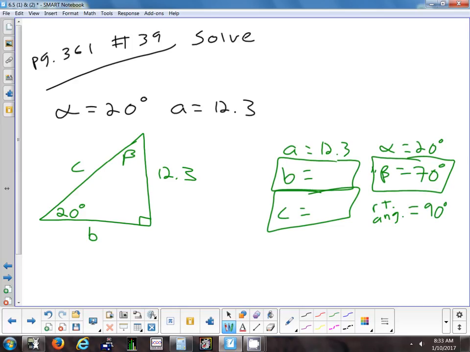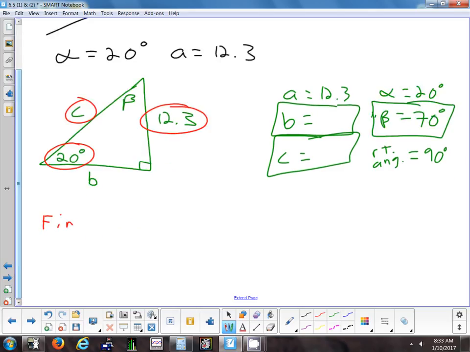All right, so we've got beta. And now what angle should I use to find B and C? I should use the 20. And I'm going to use the side that was given. It doesn't matter which one you do first, because we're going to find them separately. So let's do C first. What trig function would I use to find C? Sine. And what would be the equation I set up?